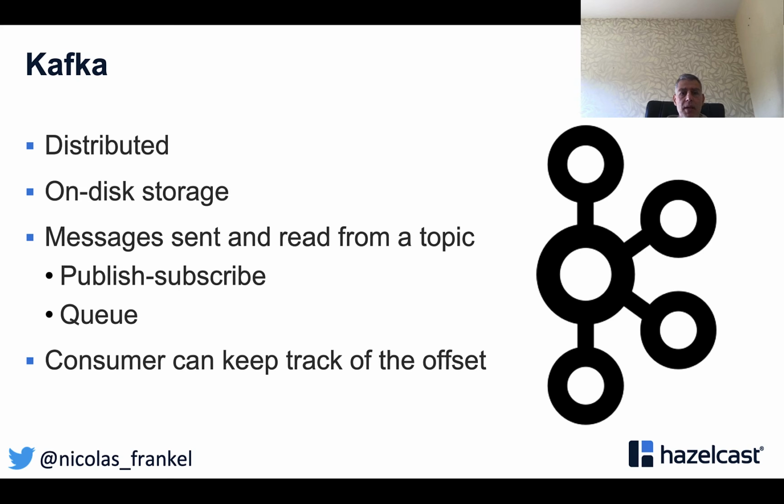Kafka is distributed. It is on disk storage, which is a benefit. In that case, you are sure your events will be persisted on disk. On the other hand, it means that because you will be writing on disk and also reading from disk, it's slower than in memory.